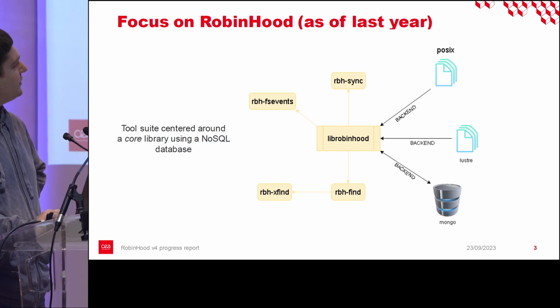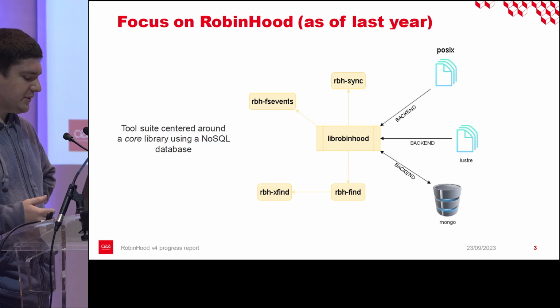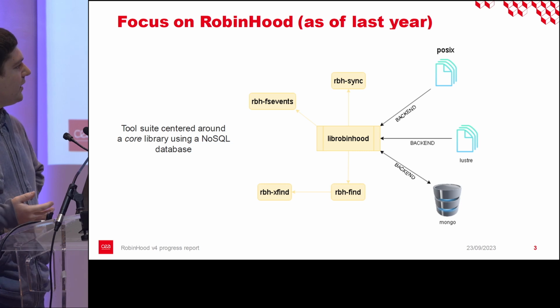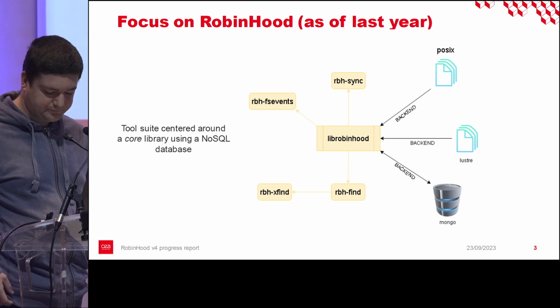And finally, we had the RBH FS events, which is to update a backend, a storage replica, with additional information retrieved from the main backend. So the main usage we have for RBH FS events is with the Lustre changelogs to update the database and keep it updated.